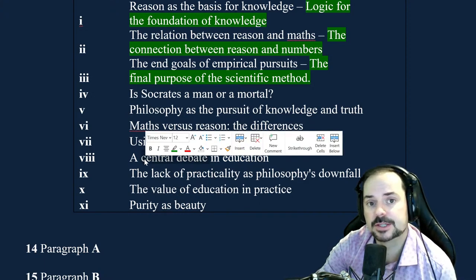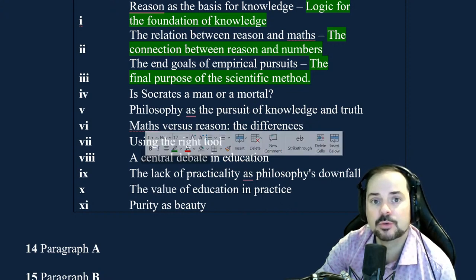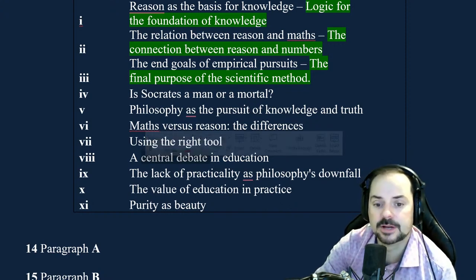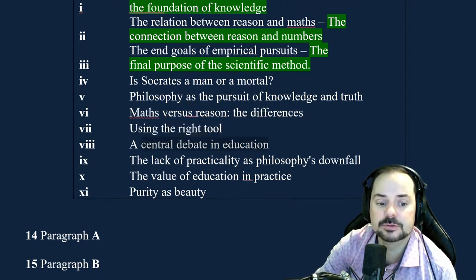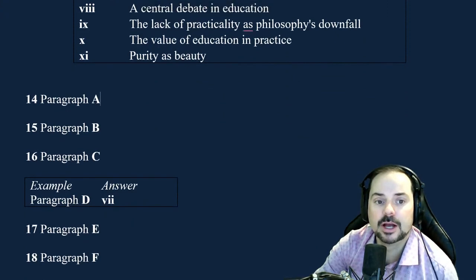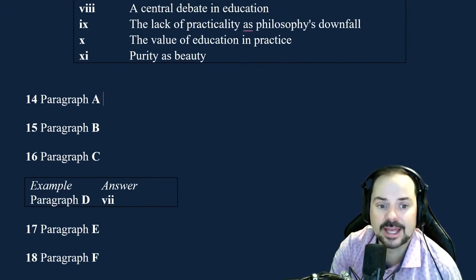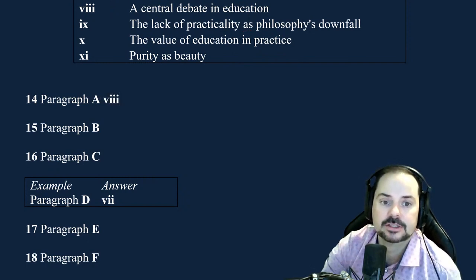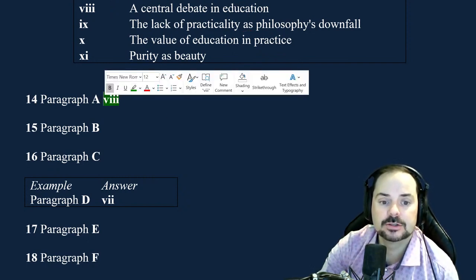One side thinks that we should teach people how to use a hammer, how to use a shovel, how to use a microwave. The other side says, no, we should teach them how to think, how to create a shovel or an oven or a microwave, right? So it's a central debate in education. Absolutely. So then you would put the Roman numeral 8. Make sure you use the Roman numerals, so VIII, into your answer sheet, and you're good to go.